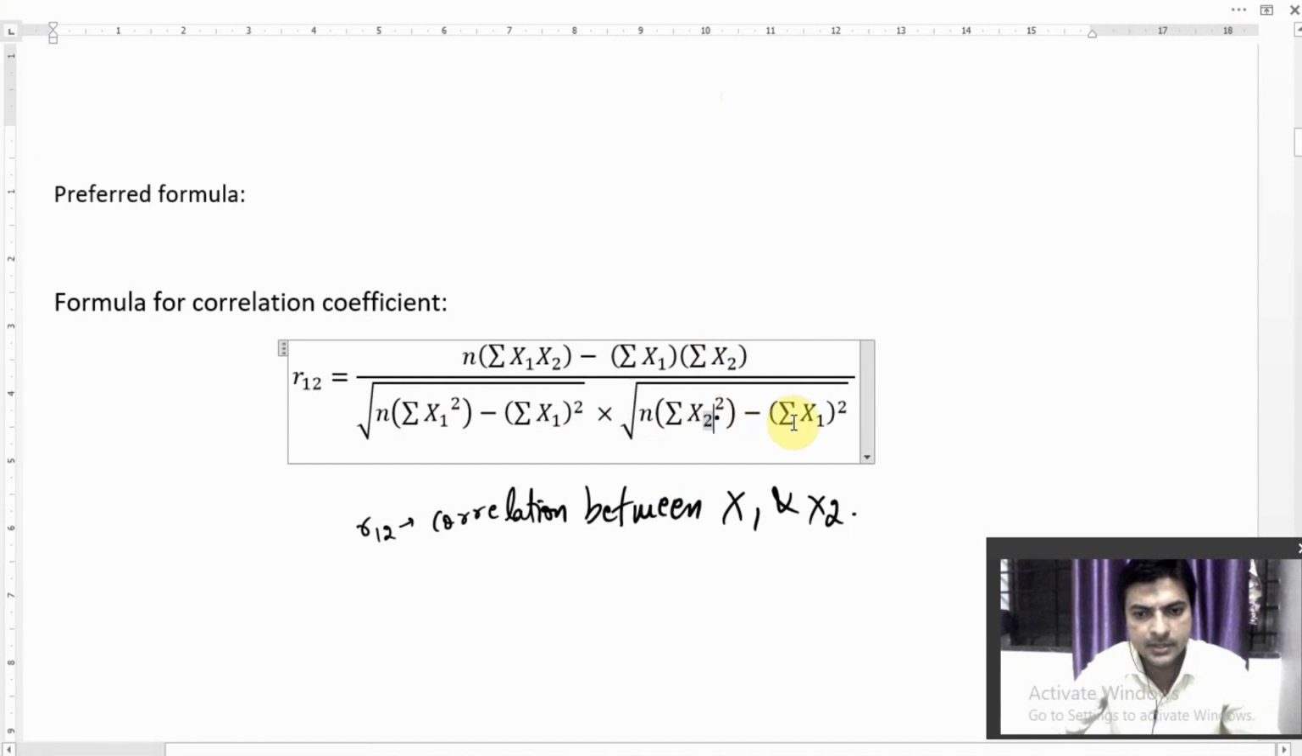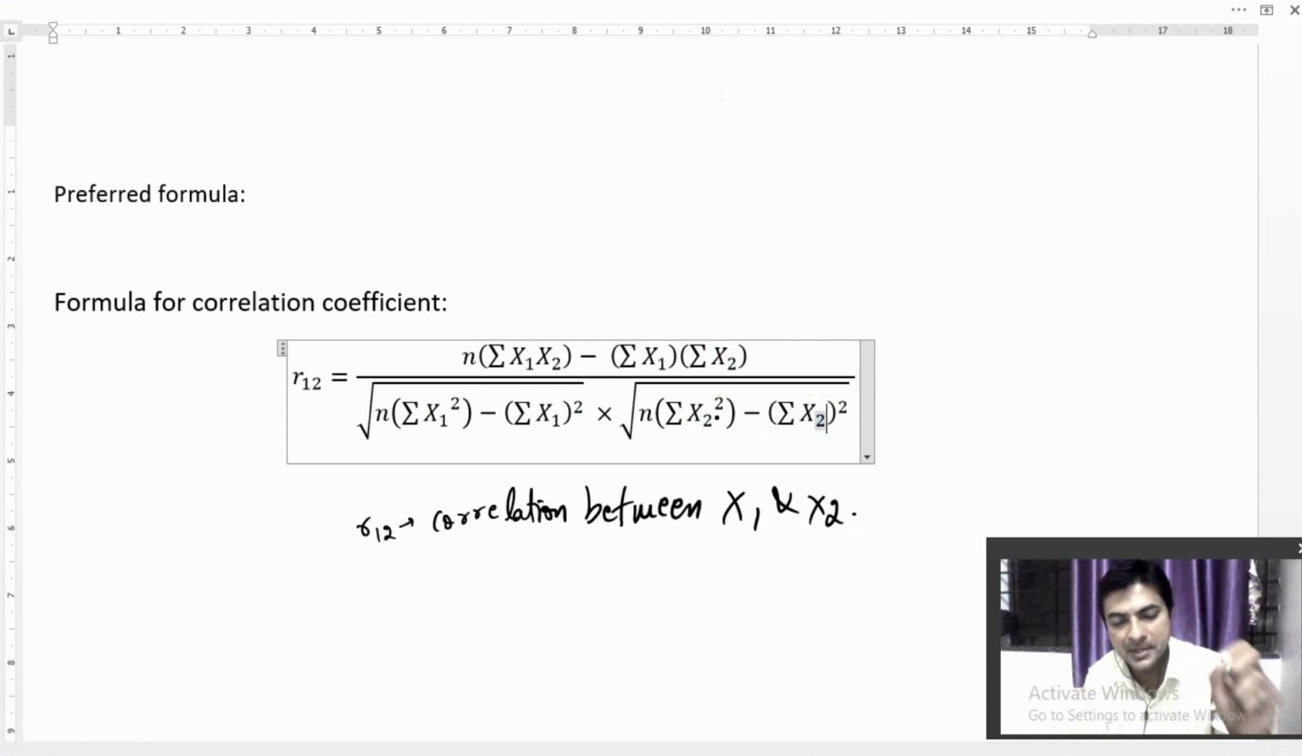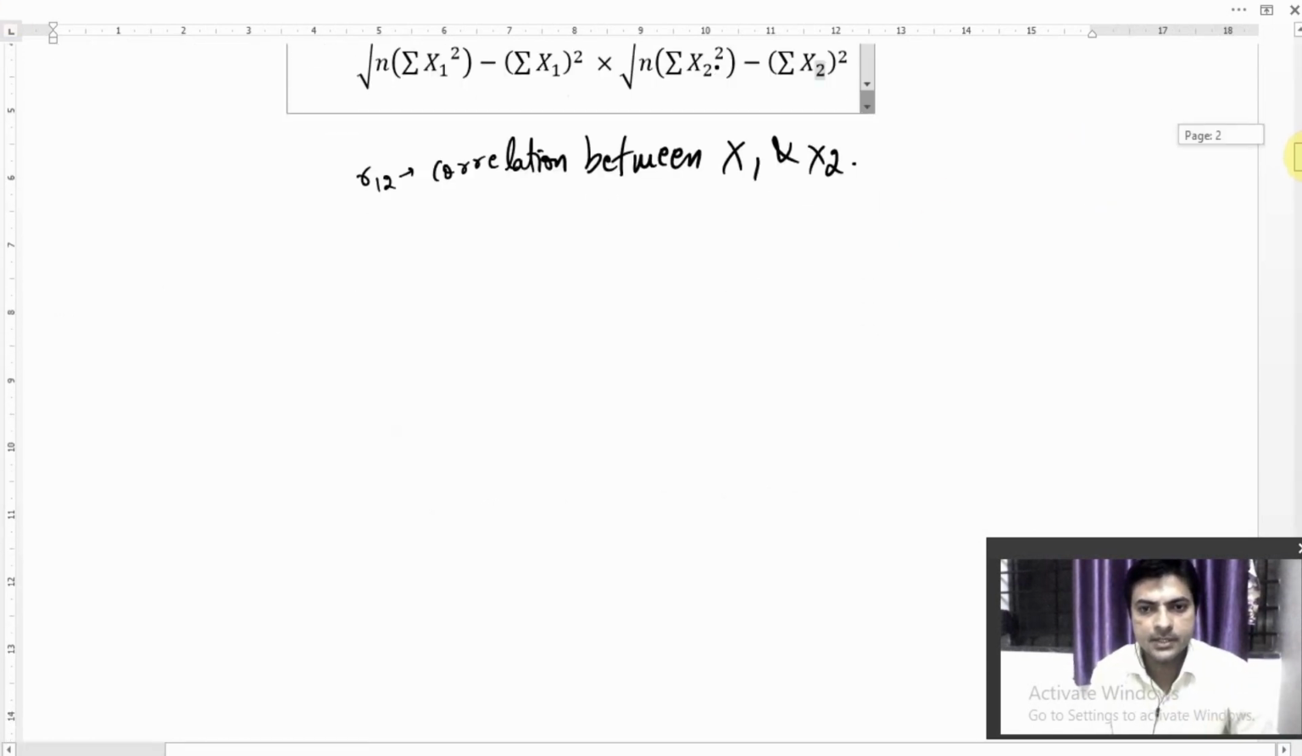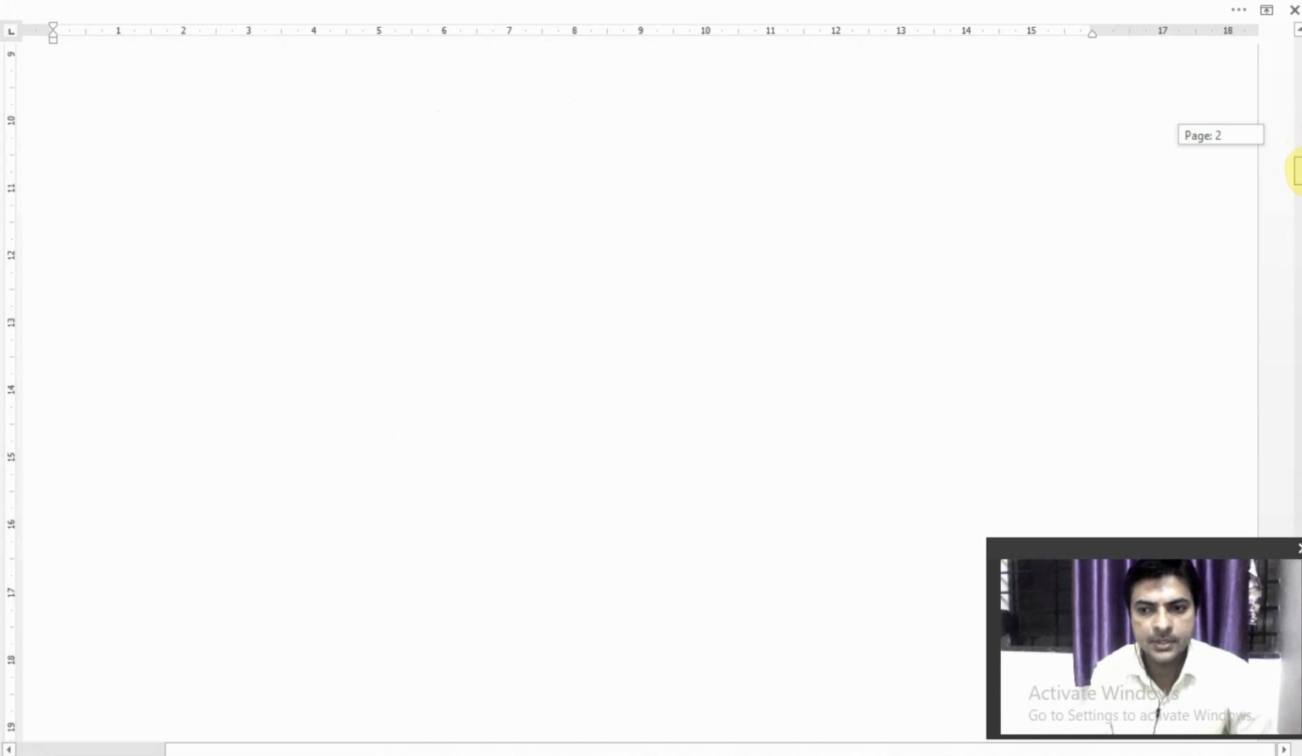Summation x2 square minus summation x2 the whole square. So like this, don't make a mistake in the formula. Please remember, many students make mistakes in this formula, but you don't make the mistake. I am telling you what mistakes you make, and I have rectified the mistakes. So now you quickly go to the examples.